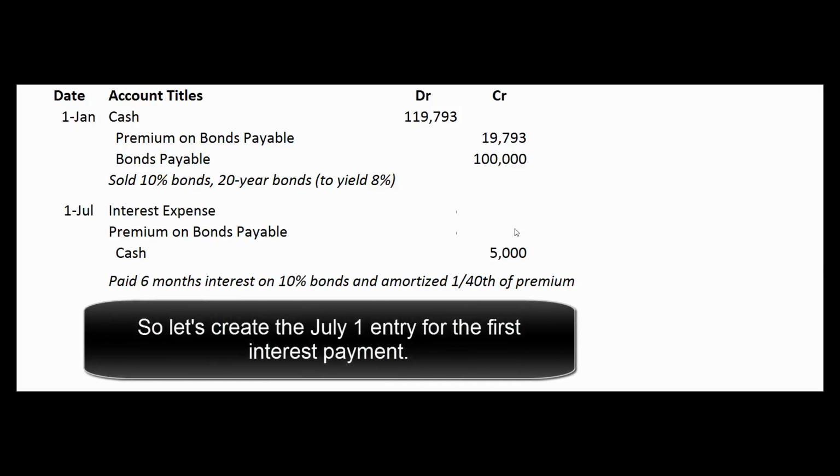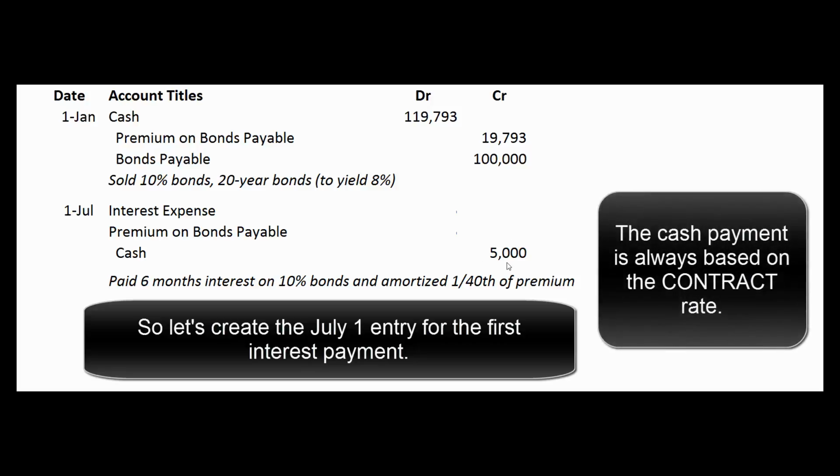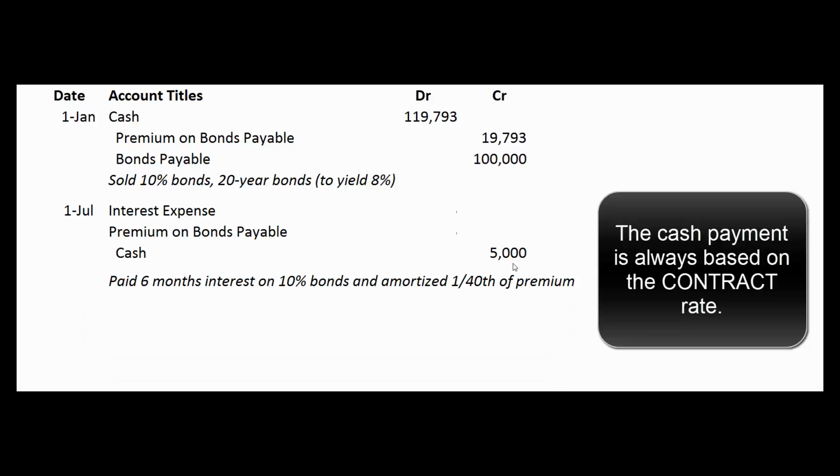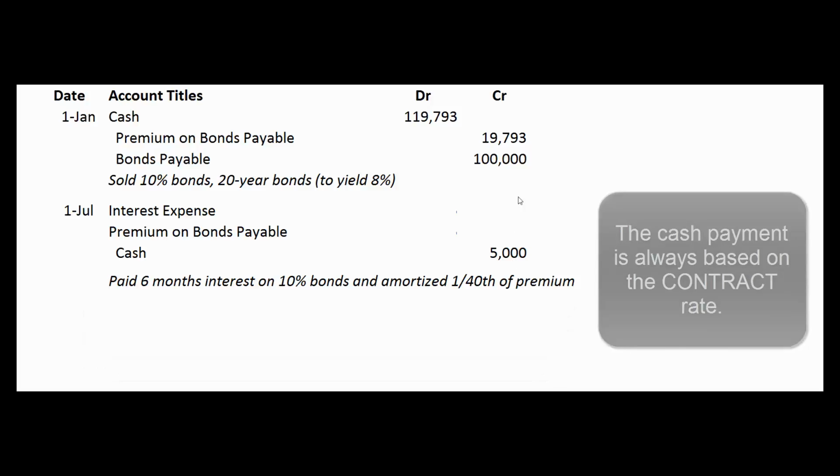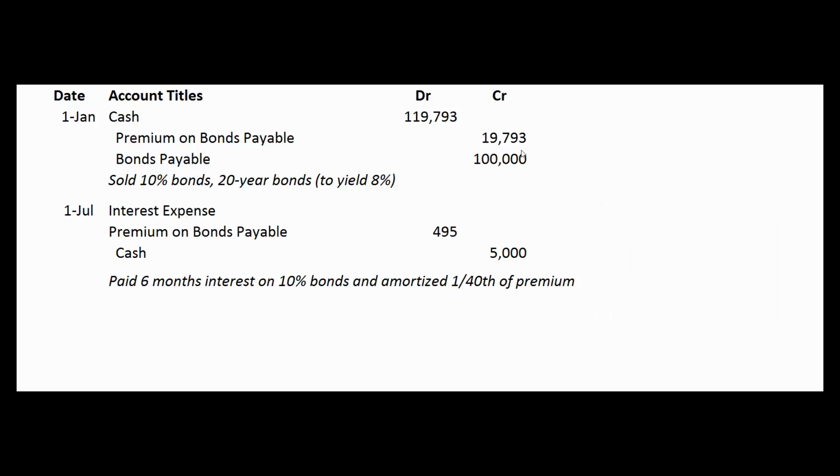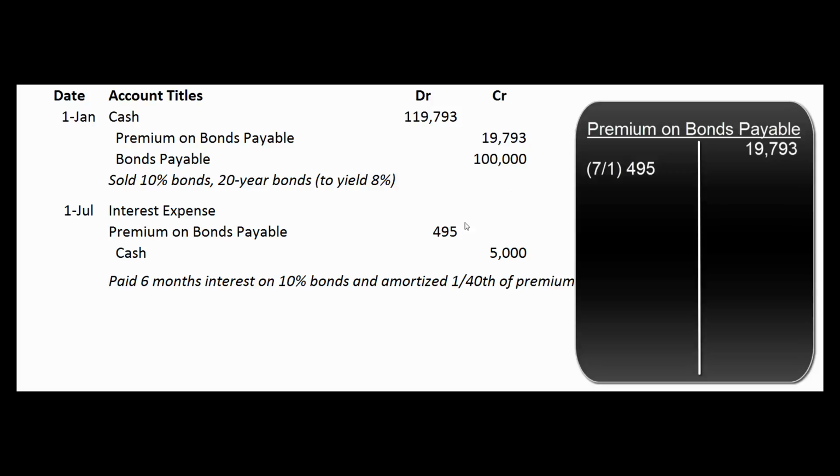So the contract rate is 10%. That means we're going to write a check for 5% of the principal every 6 months. Credit cash for $5,000. We're going to amortize this, so we're going to take 1/40th of it and debit the account premium on bonds payable for 1/40th of its original balance. And that's going to reduce our interest expense.